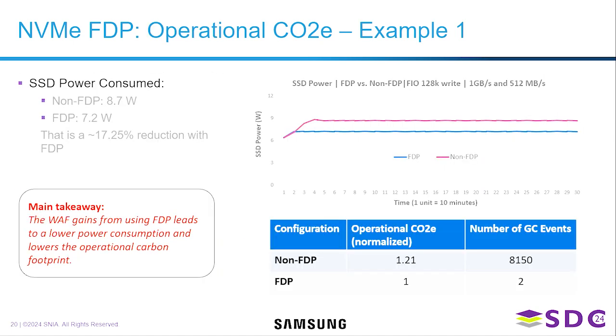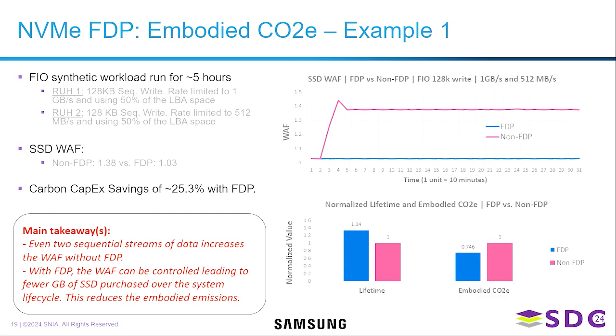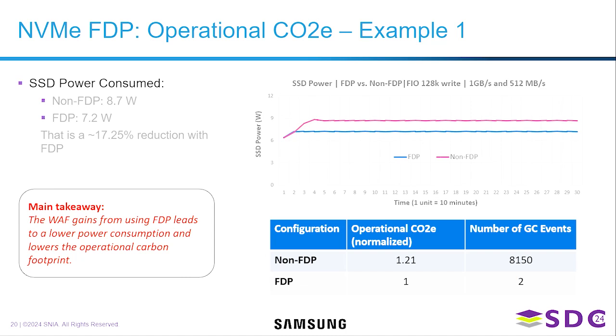Now, what does it mean for SSD power? If you look at the power consumption here, with non-FDP, because the WAF went high to roughly 1.4, your power consumption goes high to 8.7 watts in this example. Whereas with FDP, you're able to maintain a nice power consumption of 7 watts. So this is a very direct reduction in power consumption by using FDP. But the most interesting metric to me at least is, if you look at the table, the third column highlights the number of garbage collection events that occurred during this example.